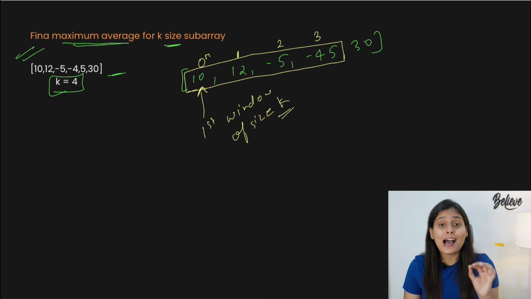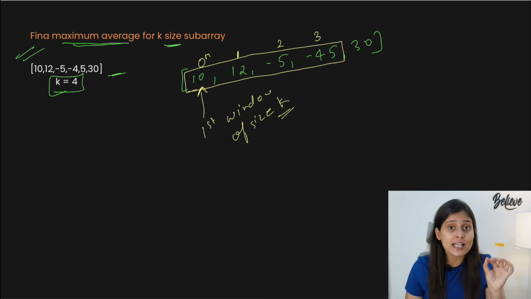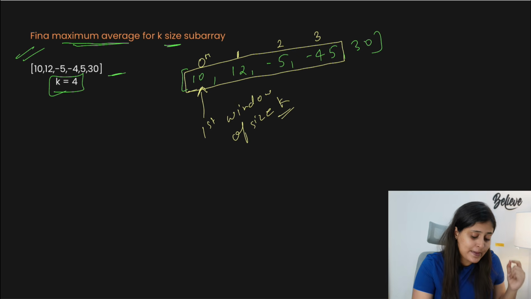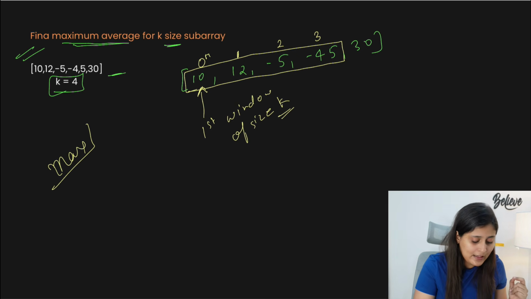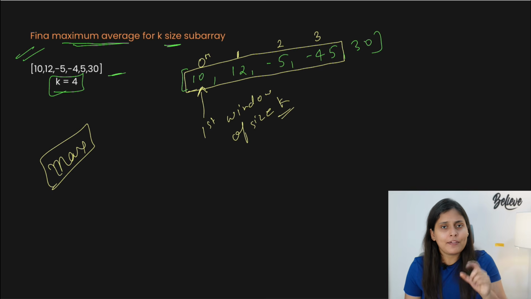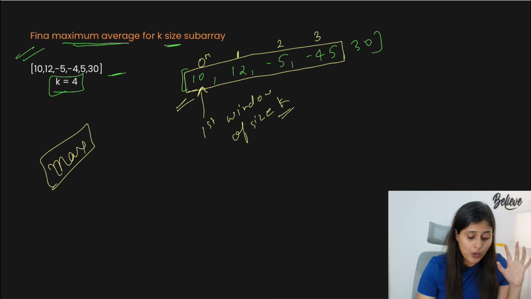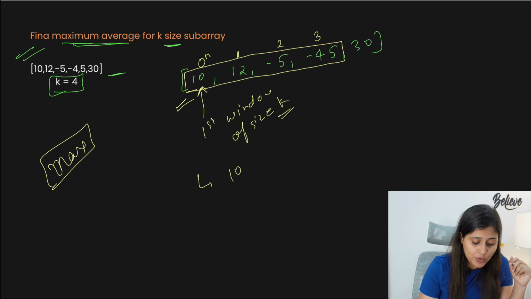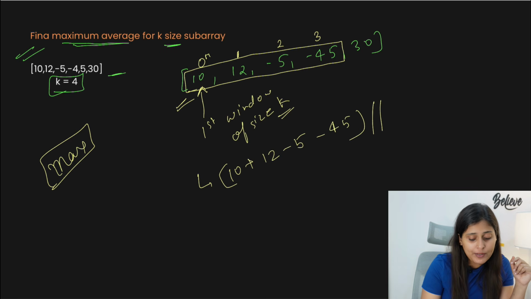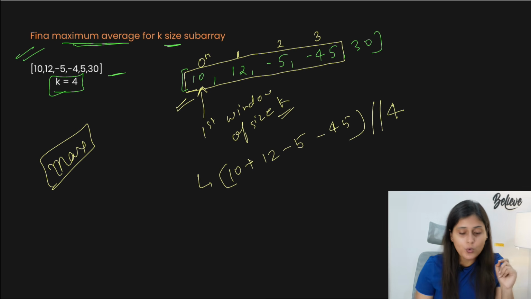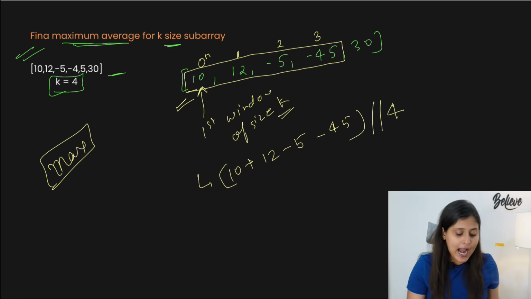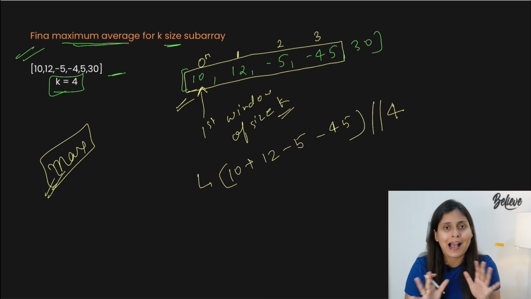Okay. Now our task is to calculate the average, because the question is asking you to give the maximum average. For the maximum, we can explicitly take a max variable, and while iterating we can keep the maximum of it. But the main task is to calculate the average of the subarray first. Okay, so the first window we got. So we will simply do 10 plus 12 minus 5 minus 45, and whatever summation it gives, we will simply divide by 4 to get the average. And in the maximum variable, we can keep the maximum of it.